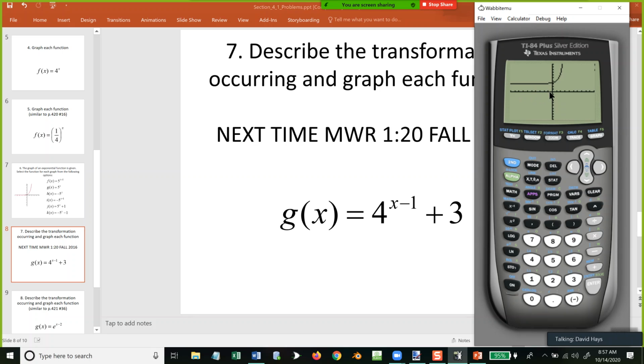Now it was right along the x-axis here. You see it's been shifted up 3, and it's also been shifted right 1. But again, it shows you the nature of exponential growth. Grows slow, eventually flies out of sight.